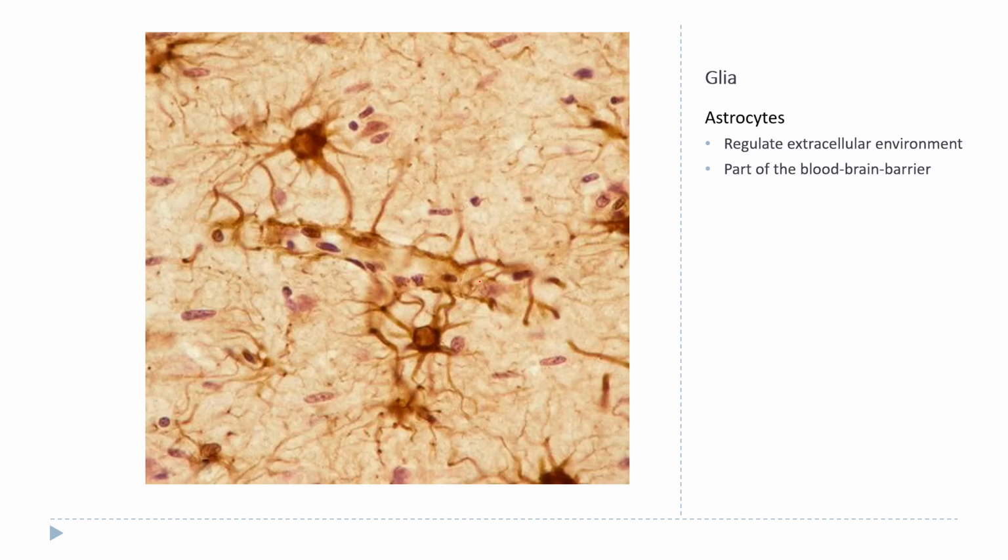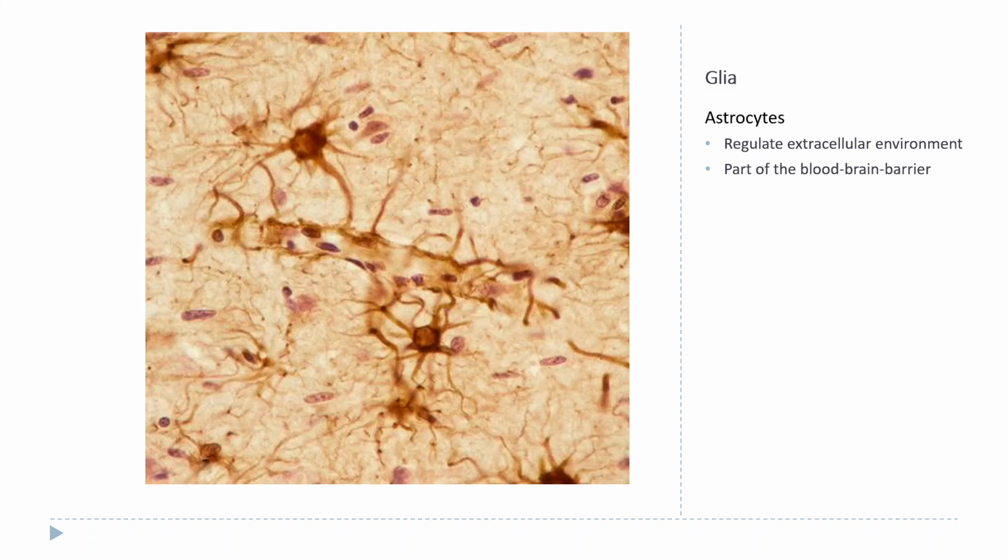Okay, now let's talk about glia or glial cells. These are just the other types of cells in the nervous system. So every cell in the brain and spinal cord is either a neuron or a glial cell. So glial cell is just kind of an umbrella term for anything that's not a neuron.